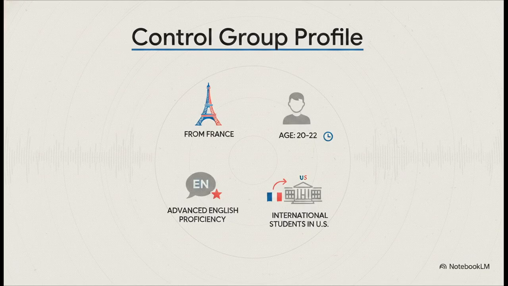And their profile is totally different, as you'd expect. All 3 were from France, they were all between 20 and 22 years old, and they were actually international students studying at that same US university. Interestingly, they themselves were advanced learners of English. So their native French vowel production is what provides that crucial baseline that all the learner speech gets compared against.